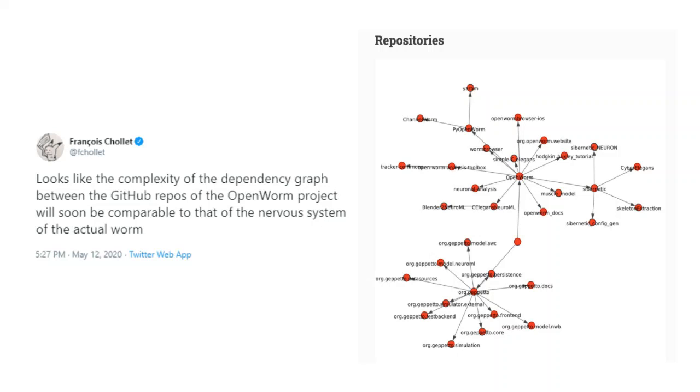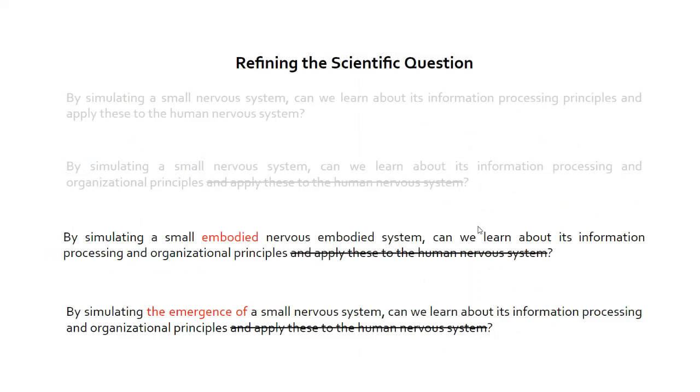This is something I pointed to tongue-in-cheek. We have so many things going on that someone commented that the complexity of the dependency graph between the GitHub repos of the OpenWorm project will soon be comparable to that of the nervous system of the actual worm. This is in the OpenWorm GitHub repository. You have all these different dependencies, and that's what happens in an open source project when you're trying to do something like this.